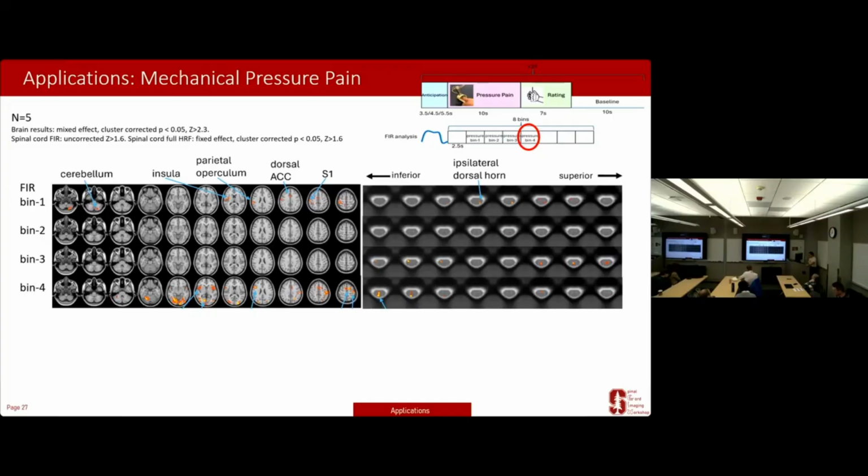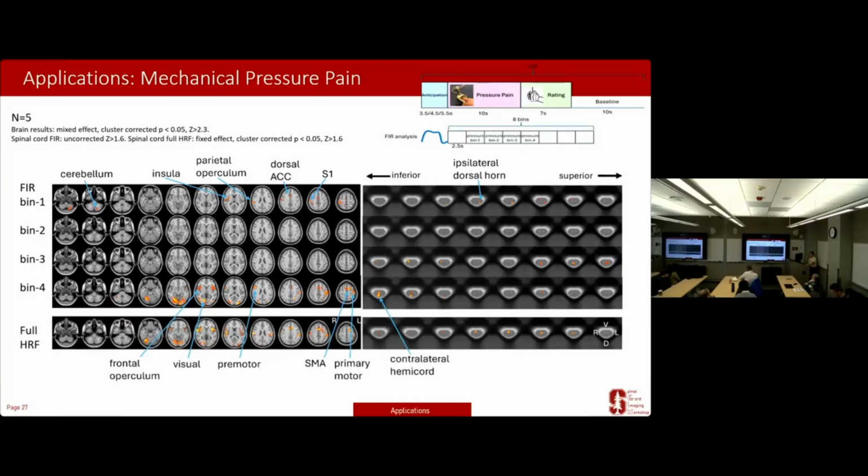If we look at the results from the conventional full HRF analysis, we see the average activation from the entire 10 seconds of pressure pain. Some important information is lost. For example, the right sensory activation is much less, and the left dorsal spinal cord activation is not seen here.